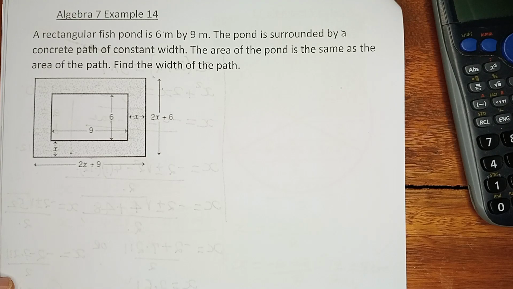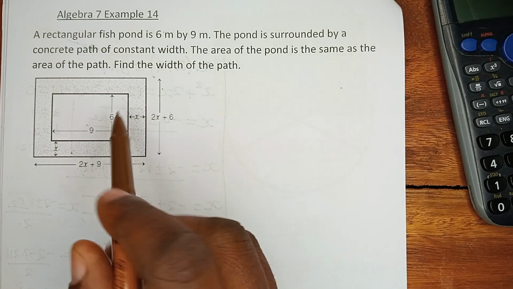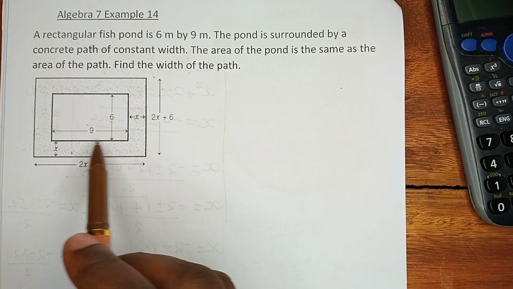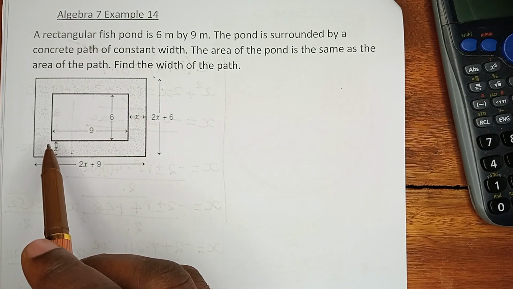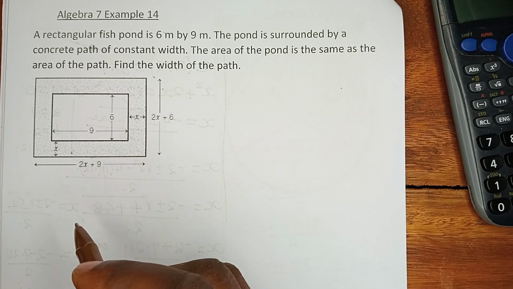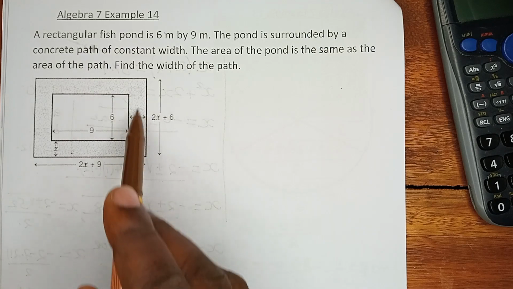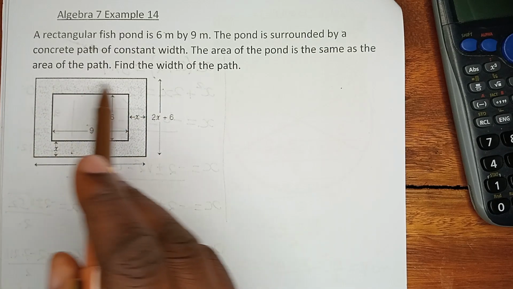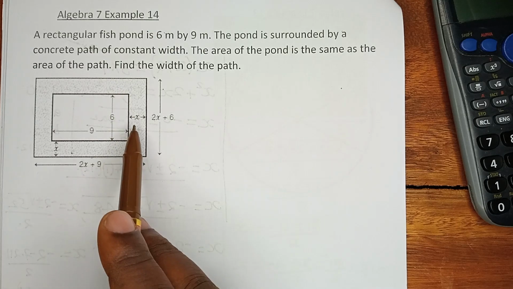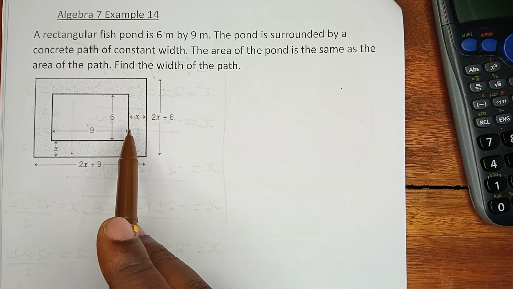Algebra 7 and example 14. A rectangular fish pond is 6 meters by 9 meters, as you can see. The pond is surrounded by a concrete path of constant width. This is the concrete path of constant width, which is given the value of x.